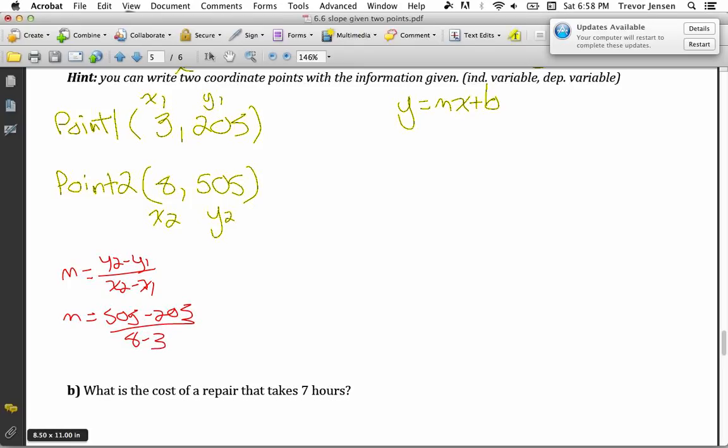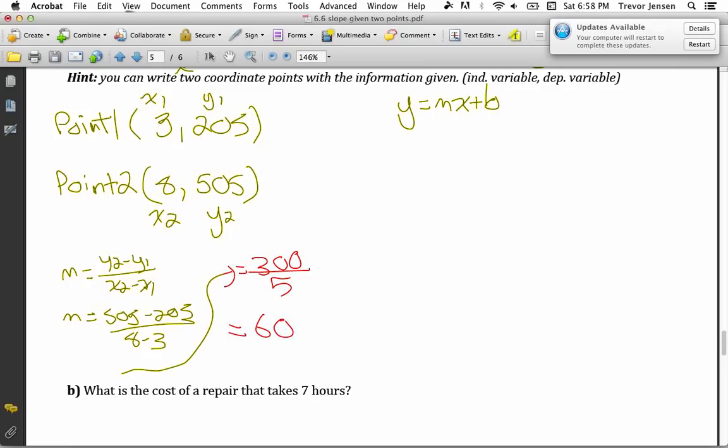So what that gives me, I'll do it up here. I should have done it over on the right side where I had more room, but I'll just draw that little arrow there. So 505 minus 205 is 300 over 5. And that gives me 60. So my slope is 60.